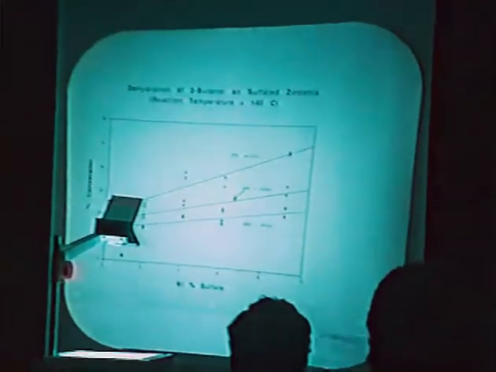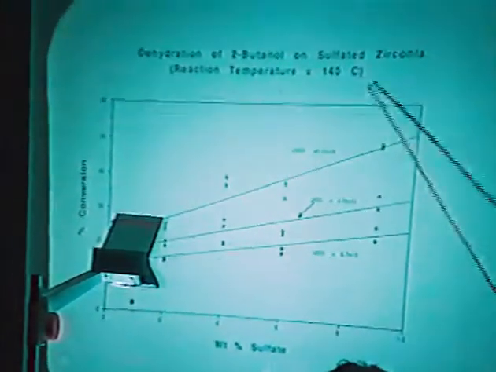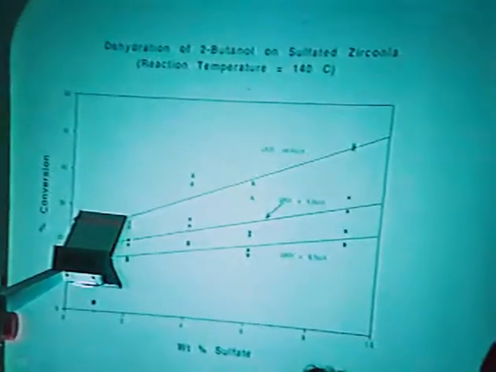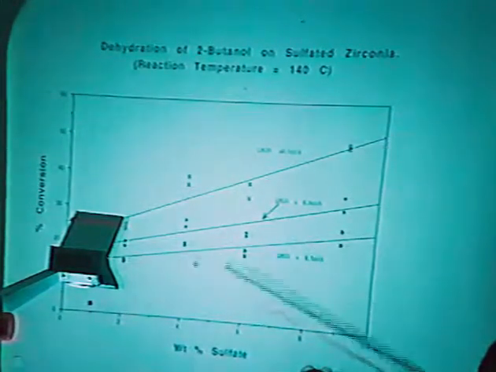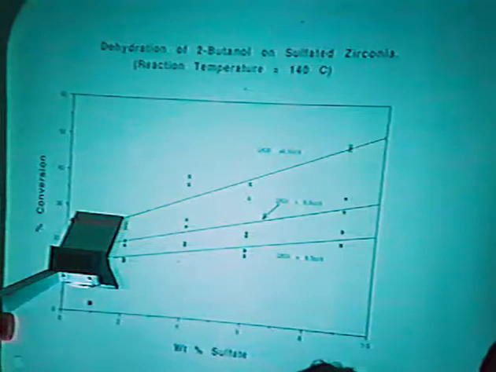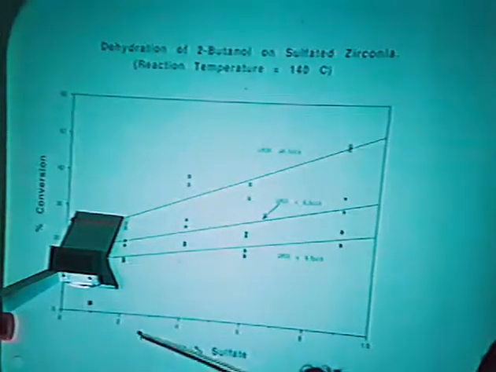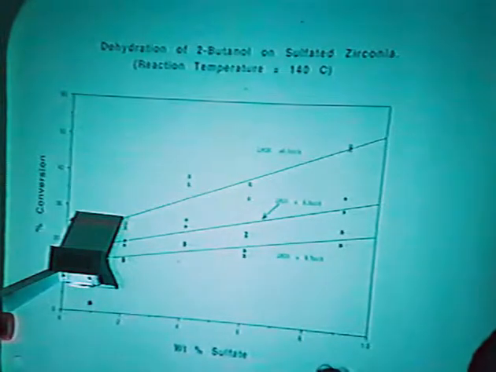Now coming to the reaction of butanol on the sulfated zirconia. The dehydration of 2-butanol was carried out at 140 degrees centigrade in a reactor. What we did was pass the 2-butanol reactant through the catalyst in a fixed bed reactor, and the resulting products were collected and analyzed by gas chromatography.